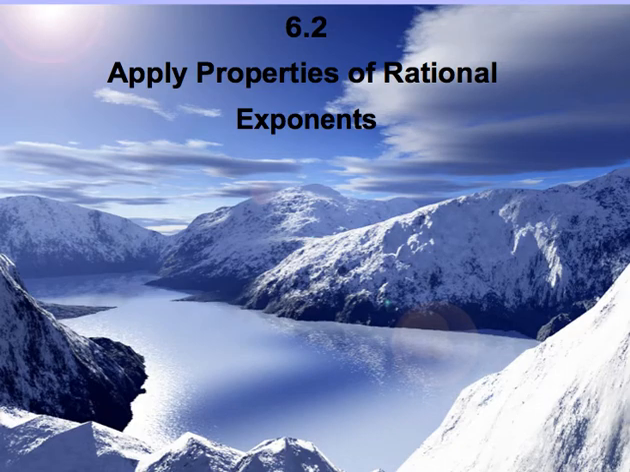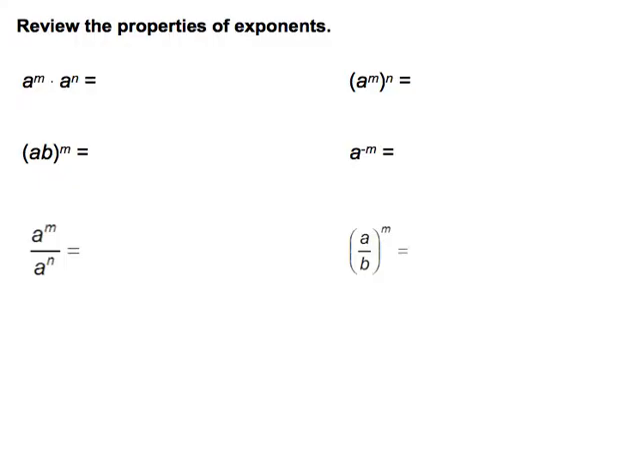Section 6.2. A quick review of the properties. First of all, when we have the same base, remember we add the exponents, so this would be a to the m plus n. Distribute the m, a to the m, b to the m. Subtract the exponents, a to the m minus n. Distribute the exponent, so it would be a to the mn.